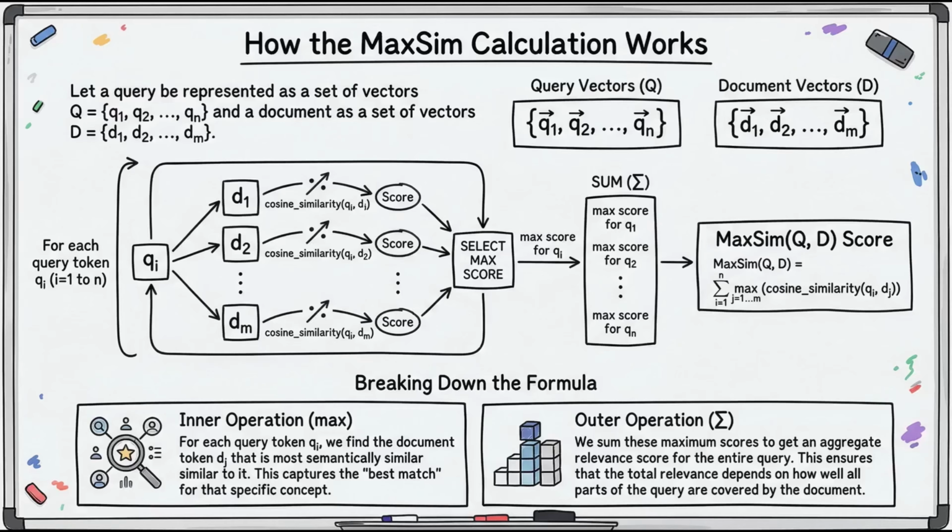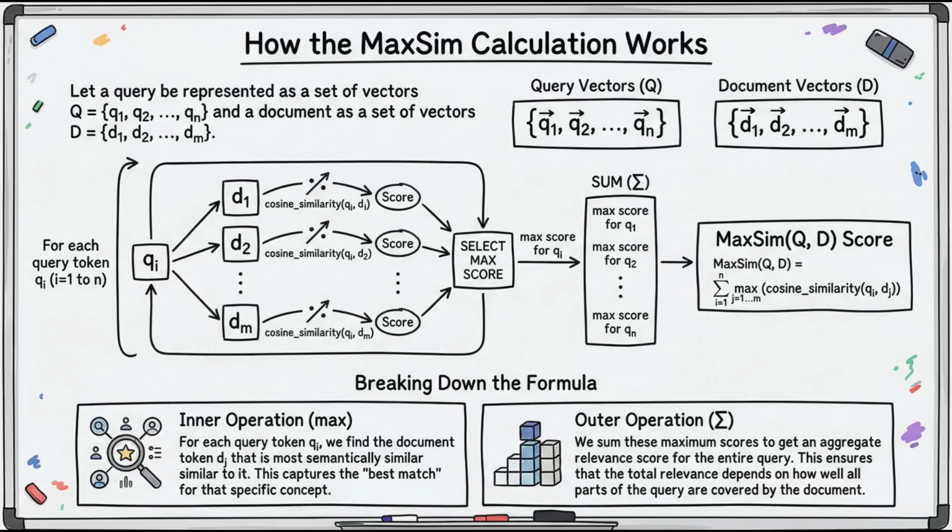How exactly does the MaxSim operator work? At its core, the math is elegant because of its simplicity. Think of your query as a collection of individual vectors, where each one represents a specific term or concept. Your document is also a collection of vectors, representing its own content. To find the relevance, we compare every query term against every document term using cosine similarity, which measures how closely the meanings align. For each individual token in your query, we look through the entire document to find the single best match, the highest similarity score available. That is the max part of MaxSim.